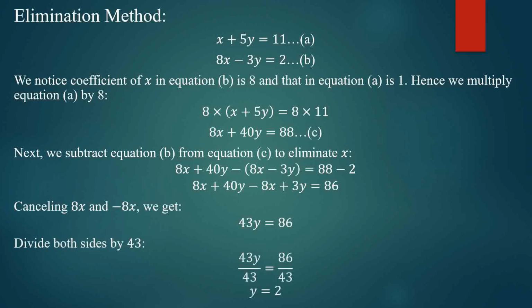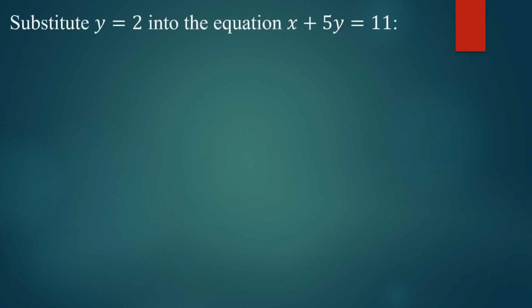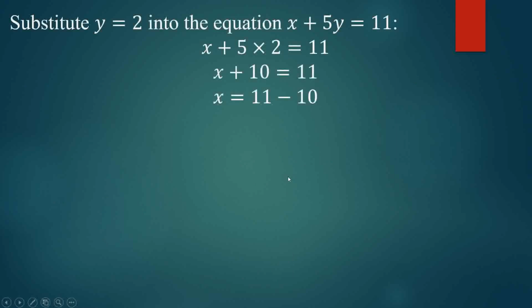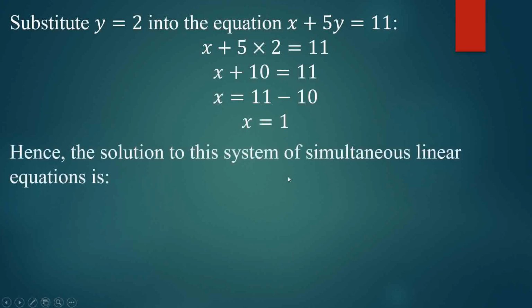Now substituting y equals 2 into equation x plus 5y equals 11, we will get the value of x. If we substitute, we get x plus 10 equals 11. So x equals 11 minus 10, or x equals 1. So the solution to this system of simultaneous linear equations is x equals 1 and y equals 2.